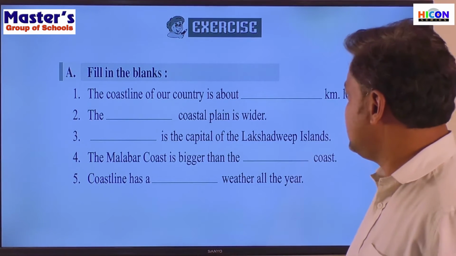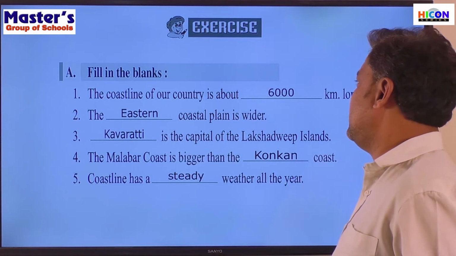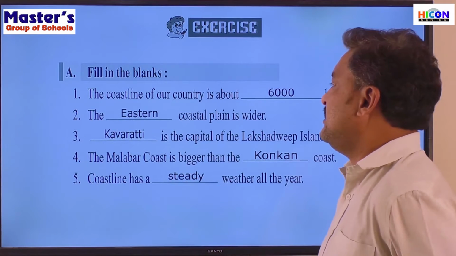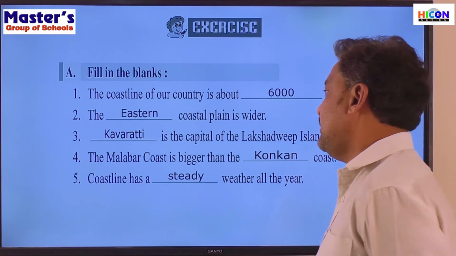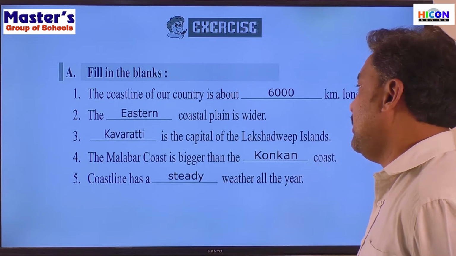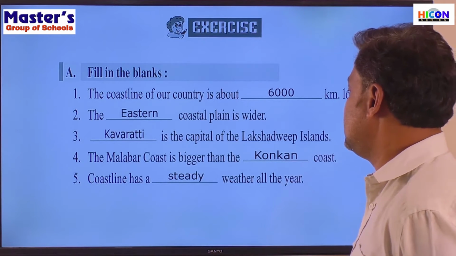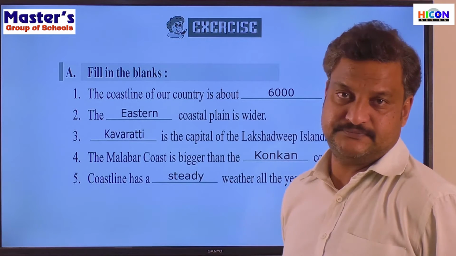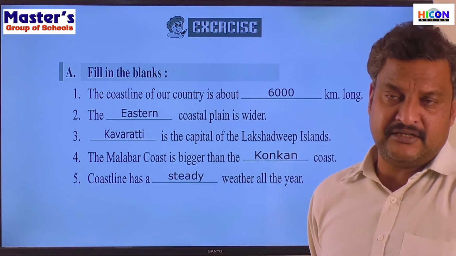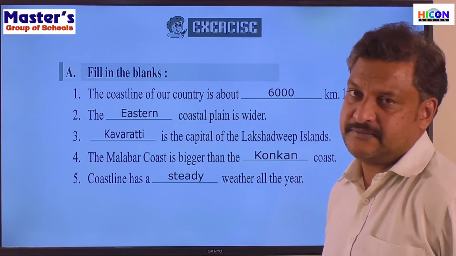So shall we check the answers? The coastal line of our country is about 6,000 kilometers long. The eastern coastal plain is wider. Kavaratti is the capital of the Lakshadweep Islands. The Malabar coast is bigger than the Konkan coast. Coastline has a steady weather all the year, right? So now I will keep the screen the same for another minute so that you can have a good look at the sentences, right?